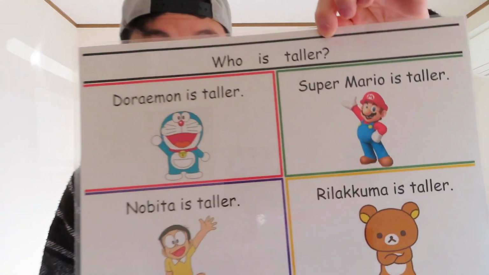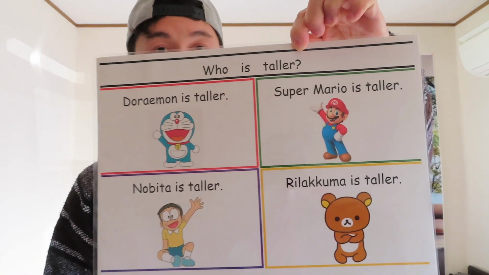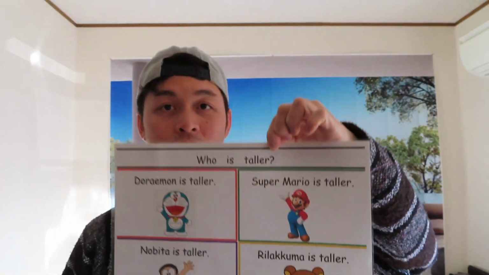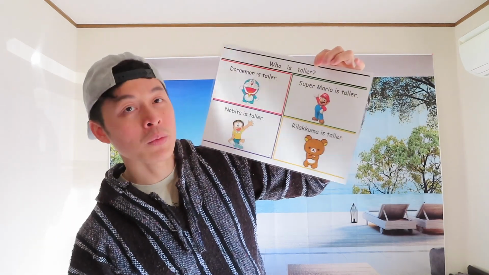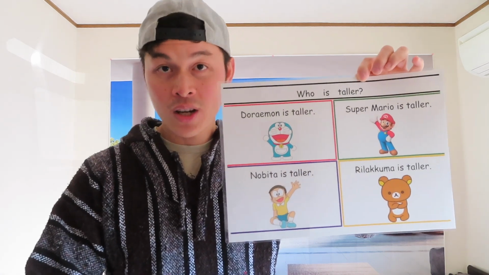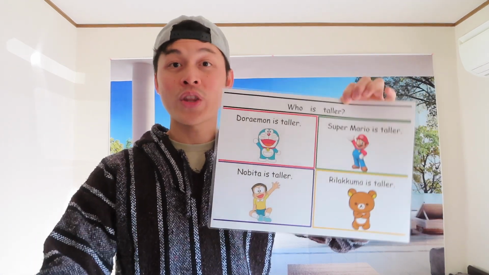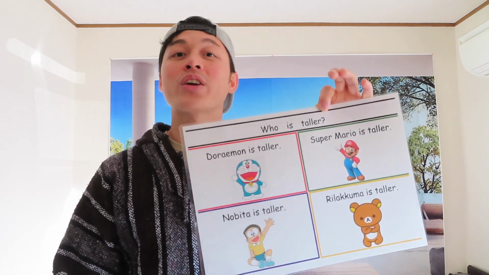Before I finish my video, thank you for watching, and I have more examples. This one, who is taller? Doraemon is taller, Super Mario is taller, Nobita is taller, Rilakkuma is taller. These characters are common and popular in Japan. Whatever country you are in, you can use characters that are popular in your country so they are more active and have fun, because they know the characters and are more excited since they're their favorite characters.